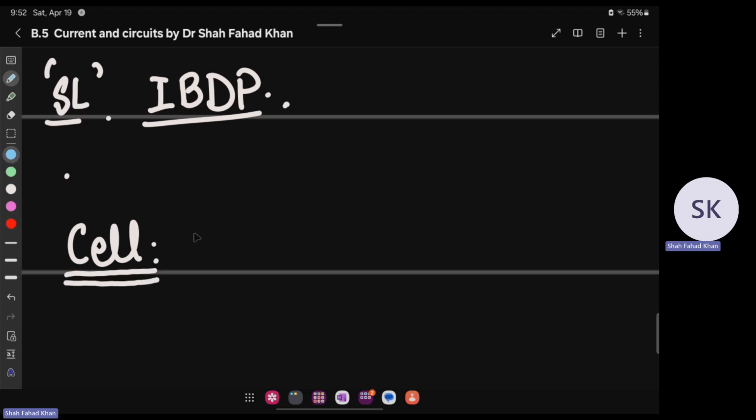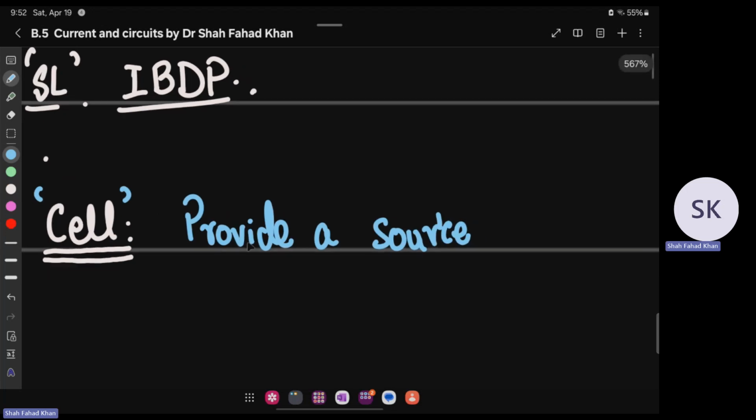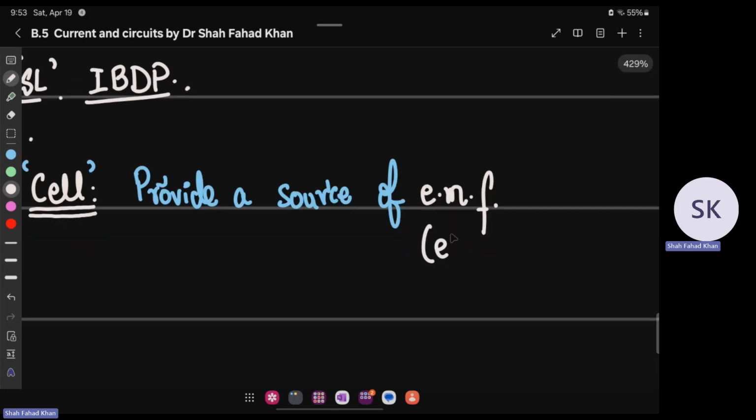A cell is the device in which electricity is generated. But you must know for a fact that cells provide a source of electrical energy for the current to flow. That source of electrical energy, which allows the current to flow, is called EMF. EMF stands for electromotive force.